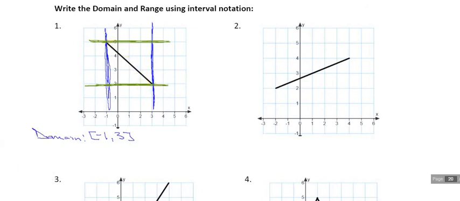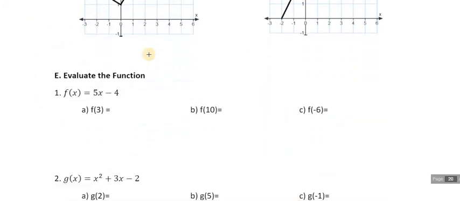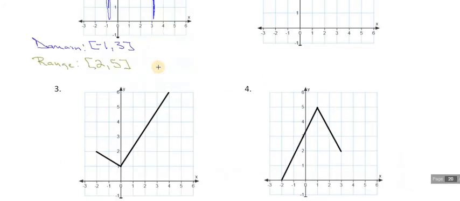Now, in terms of our range, our y value, small to big, therefore bottom to top, our lowest y value is 2, and it is included because it is part of a line. And it goes up to the highest y value of 5. You would not include something if it had an open circle, which we do not have in any of these particular problems.